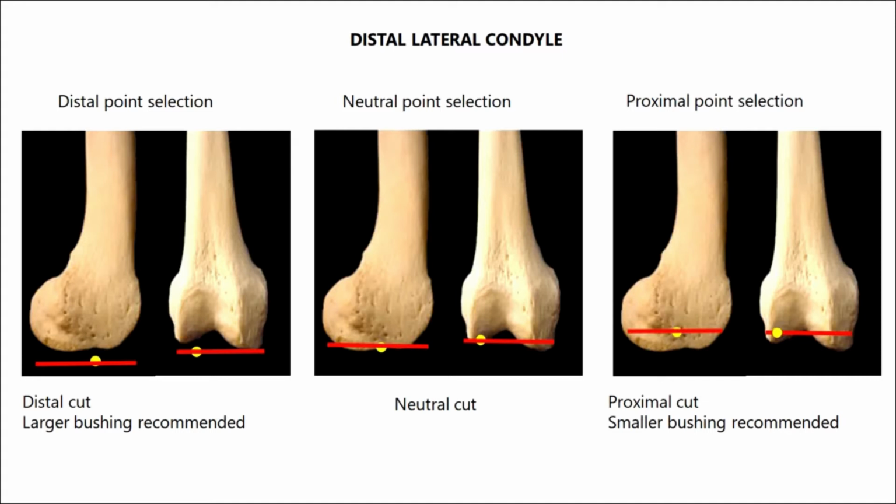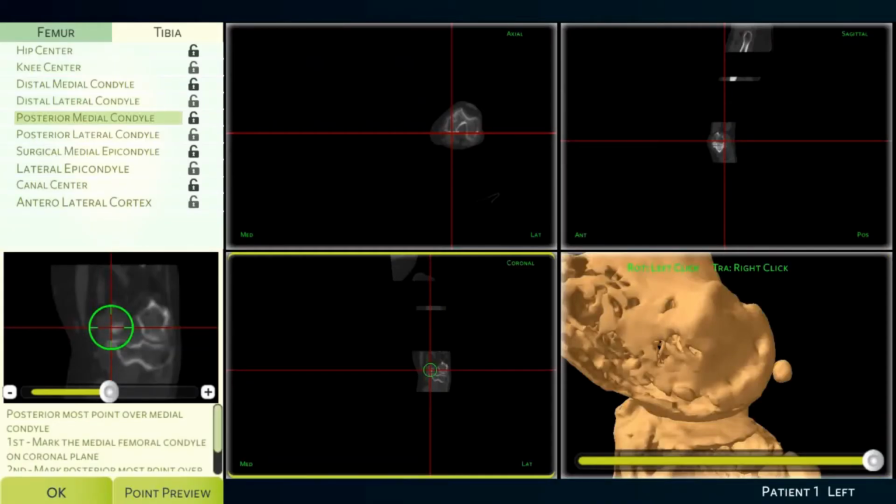If taken more distally, it will lead to a more distal cut. This will increase the difference of the cut between the distal medial and distal lateral cuts, leading to a larger bushing being recommended. Conversely, if taken more proximally, it will lead to a more proximal cut. As the error in selecting the landmark is directly reflected to the same amount in the calculations, precise selection of this landmark is mandatory. The posterior medial condyle is used to define the posteriormost point on the medial femoral condyle.